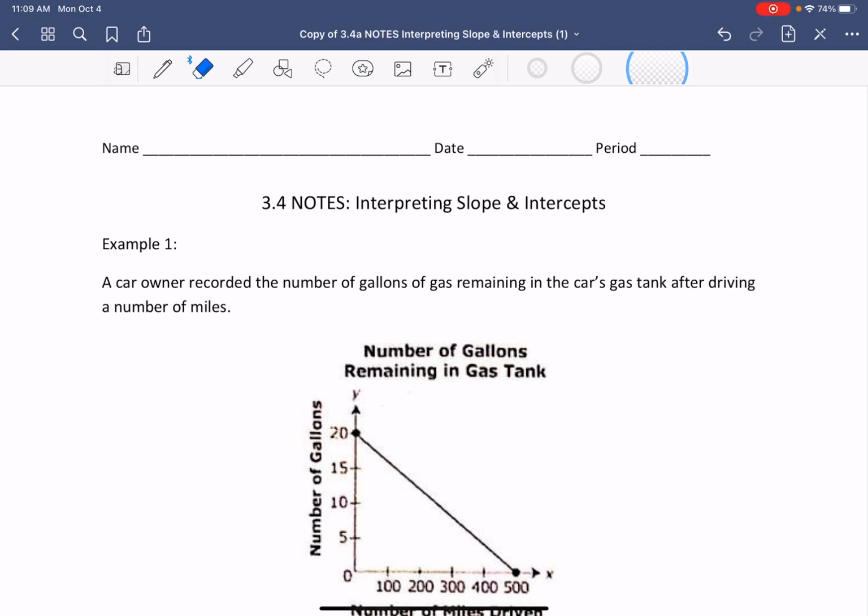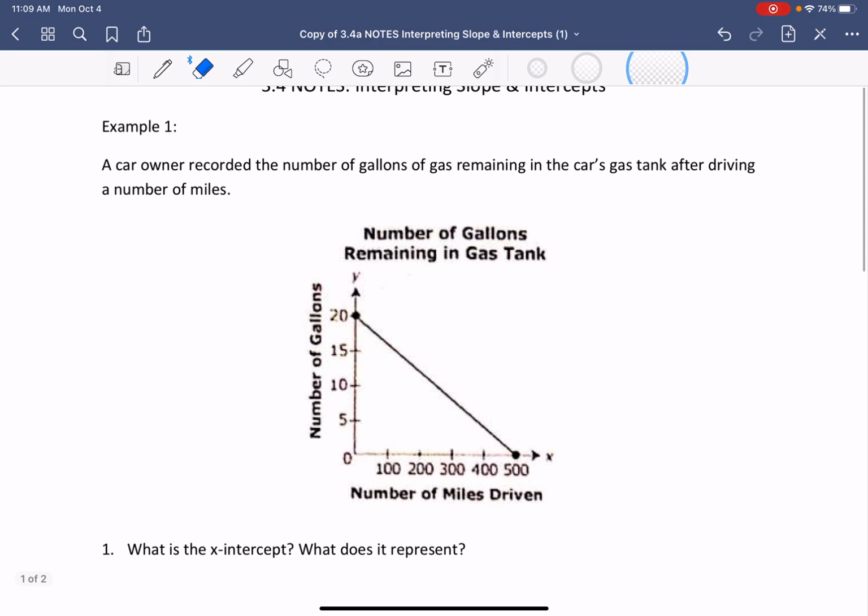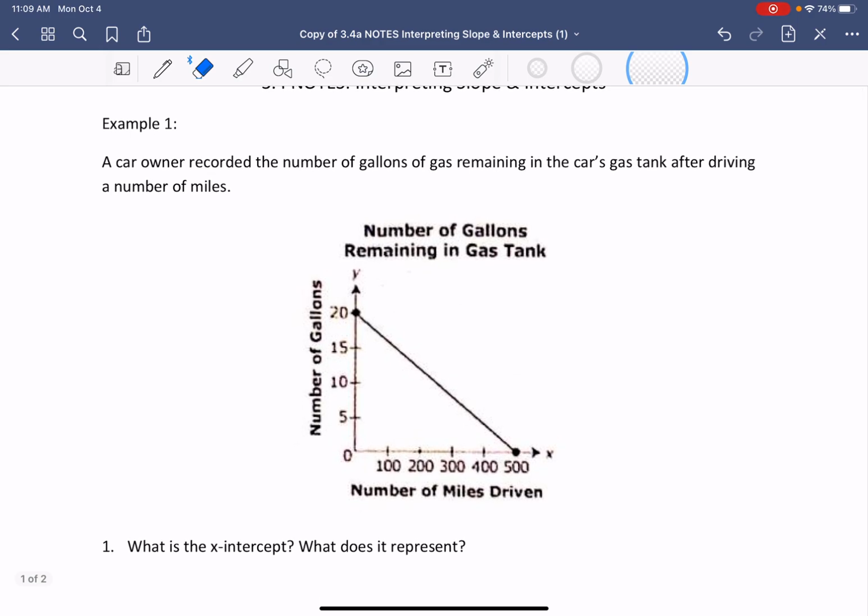All right. Today we're doing 3.4 notes, and it's interpreting slope and intercept. So pretty much being able to look at data and understand what an x and y intercept mean at that point, and then also what slope means for this graph.